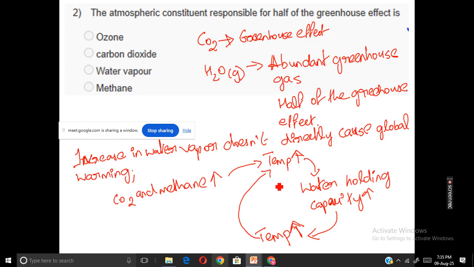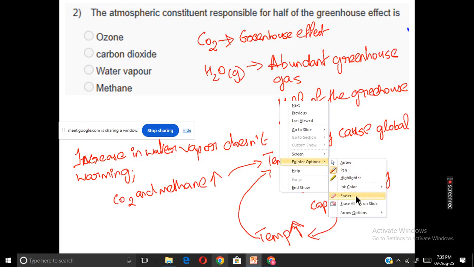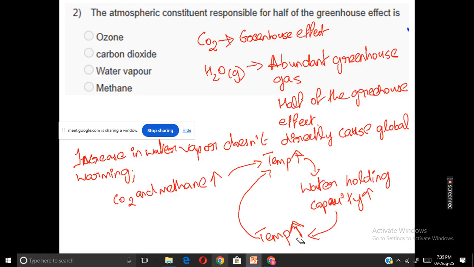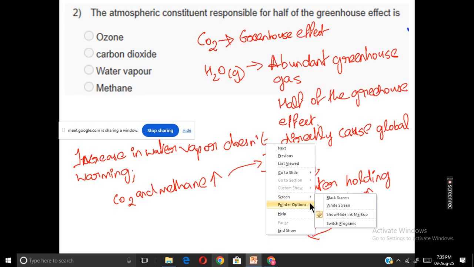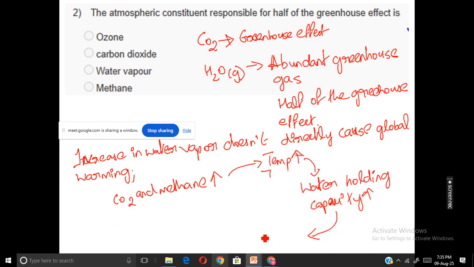Earlier we learned about ice albedo feedback. This is water vapor feedback. As the temperature increases, the water holding capacity of the atmosphere also increases, which leads to a further increase in temperature, and it happens like a cycle. When the water holding capacity increases, the amount of water vapor in the atmosphere also increases. This again leads to more temperature increase, so it acts as a positive feedback.